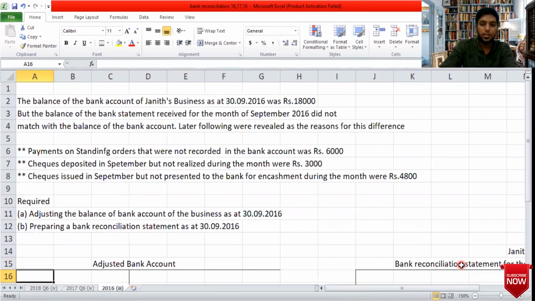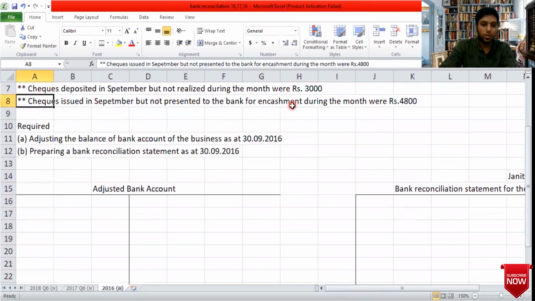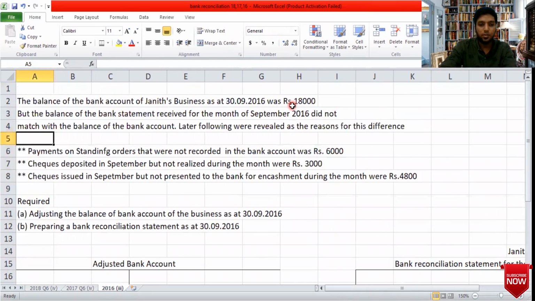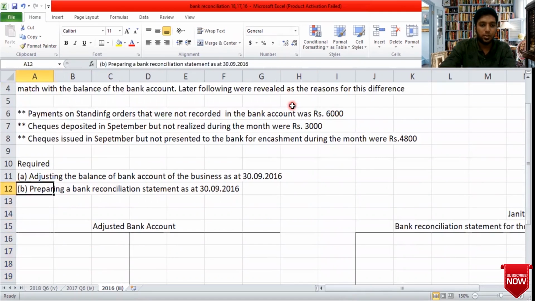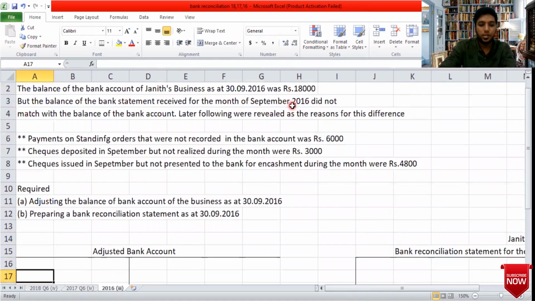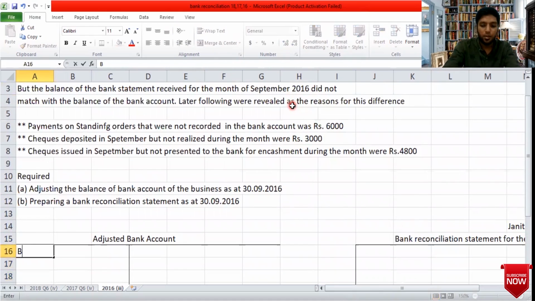So we have done the basic things. Now we have the balance of the bank account of Jani's business, 18,000. I'm going to take it as the balance of the bank account on the debit side, because they never said anything on the credit or debit. If they haven't said, always consider it on the debit side. 18,000.